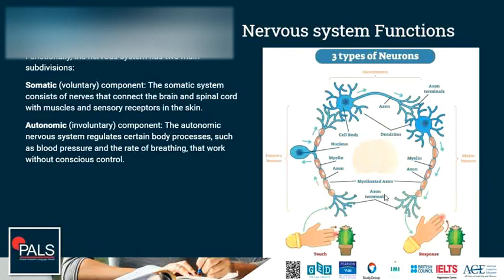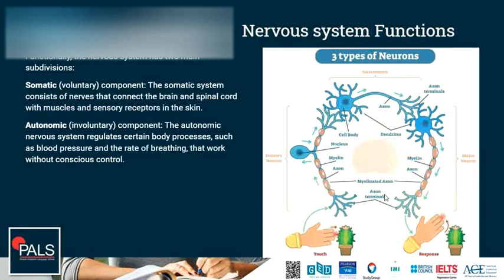Functionally, the nervous system has two main subdivisions: somatic, the voluntary component. The somatic system consists of nerves that connect the brain and spinal cord with muscles and sensory receptors. And autonomic, the involuntary component, which is the nervous system that regulates certain body processes, such as the blood pressure, the rate of breathing, and so on. All these work without conscious control.